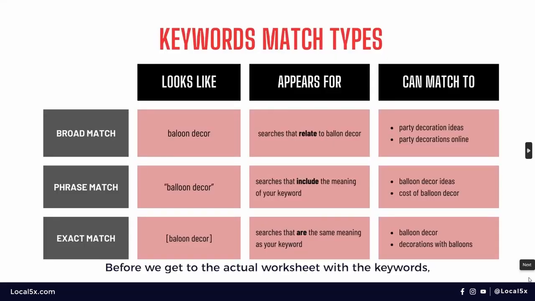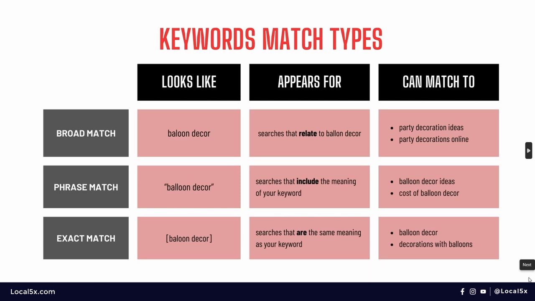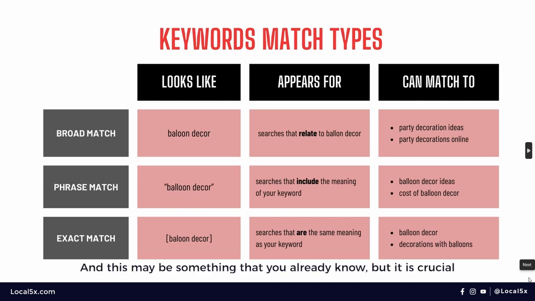Before we get to the actual worksheet with the keywords, I'm going to go over keyword match types, okay? And this is something that applies to Google Ads. There are 3 different types of keyword matches: the broad match, the phrase match, and the exact match. This may be something that you already know, but it is crucial and worth reviewing, especially if you don't know what it is. But even if you do, it's very important to get these concepts really clear, okay?